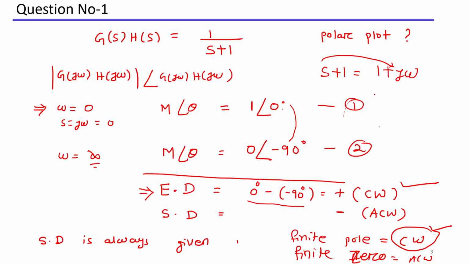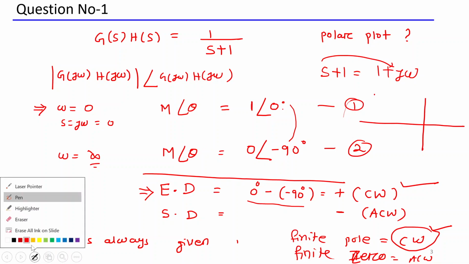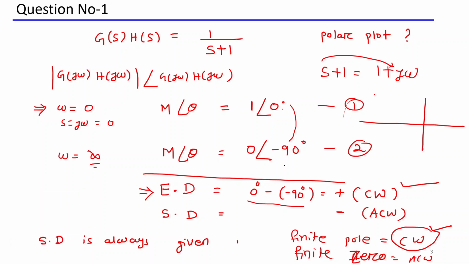Now I'm drawing the polar plot here. Whenever you draw a polar plot, your direction will be from omega equal to 0 to infinity. You start from 0. Whenever I'm starting from 0, what is the magnitude? 1. What is the angle? 0 degree. It means you have to start from 0 degree.